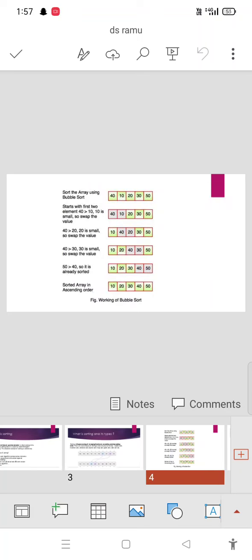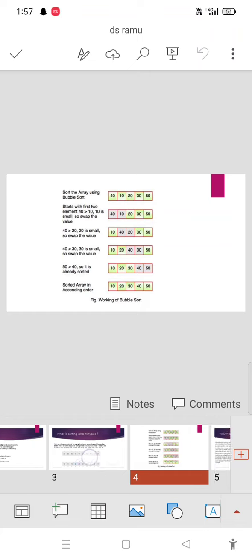Here is array sorting. Sort the array using bubble sort. Start with the two elements. 40 is greater than 10, 10 is smaller, so swap the values. 40 is greater than 20, 20 is smaller, so swap the values. 40 is greater than 30, 30 is smaller, so swap the values. 50 is greater than 40, so it is already sorted. The array is sorted in ascending order. This is an example of how sorting works using bubble sort.